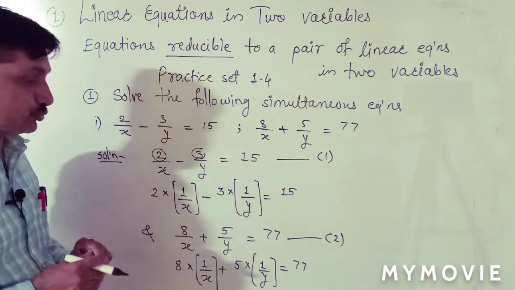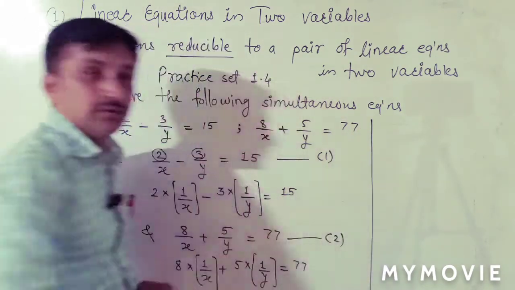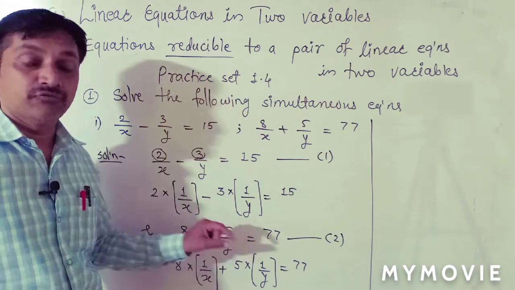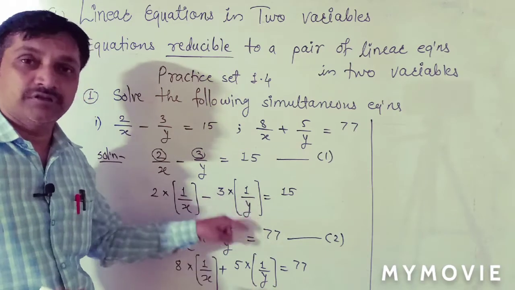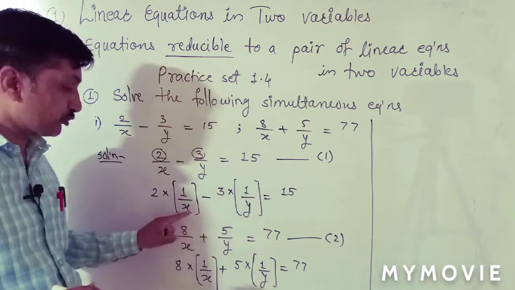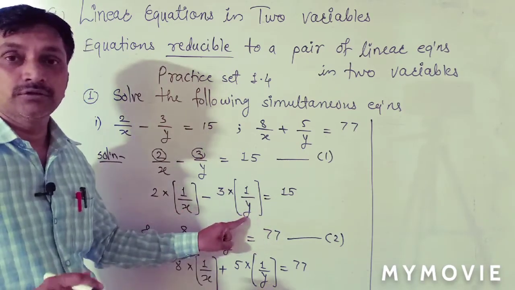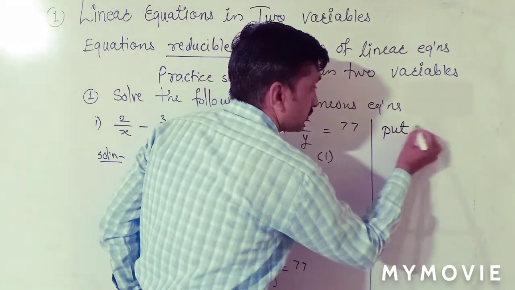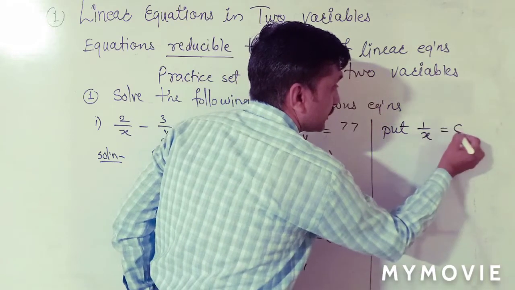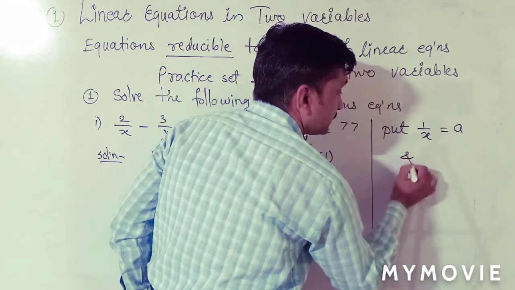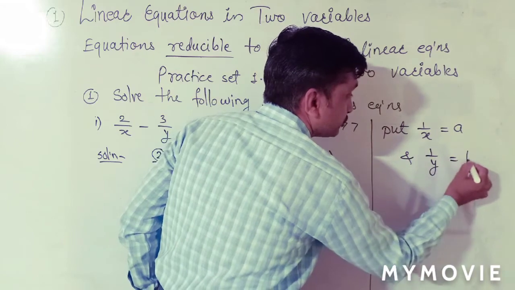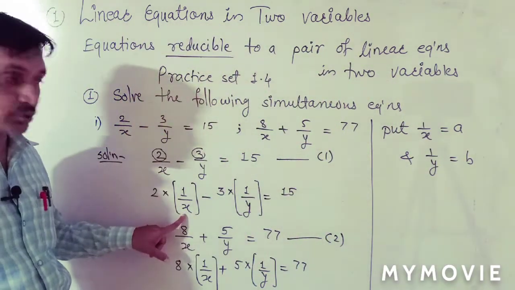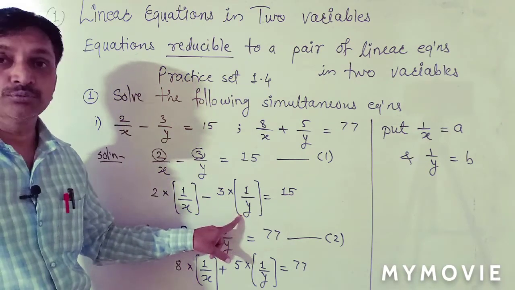After that what do we have to do? Here we got one bracket 1 upon x, second bracket 1 upon y. We have to substitute another variable in place of the first bracket and second bracket. Now here I put 1 upon x is equal to a and 1 upon y is equal to b. First bracket is equal to a, second bracket is equal to b.